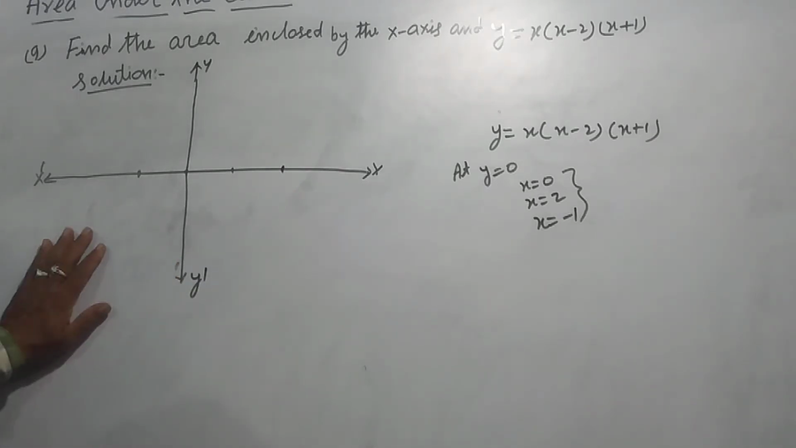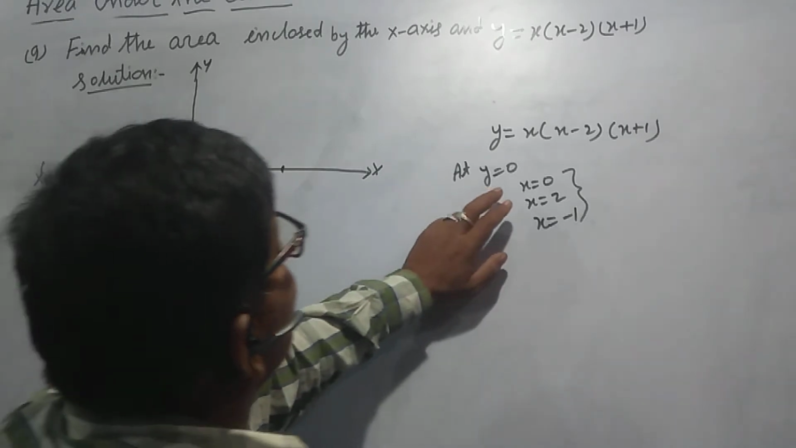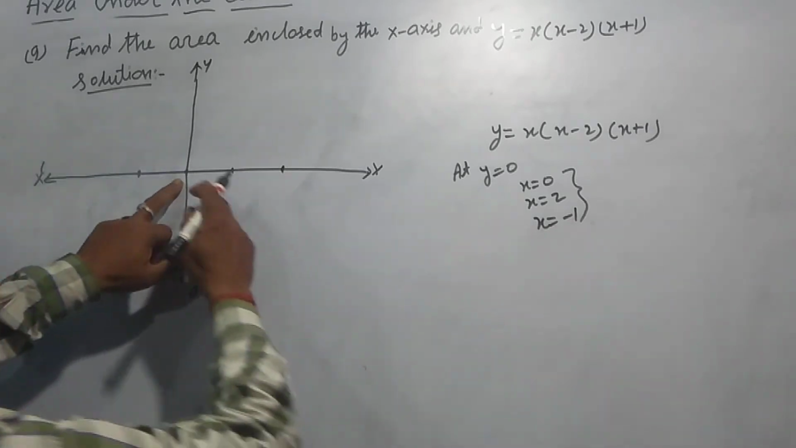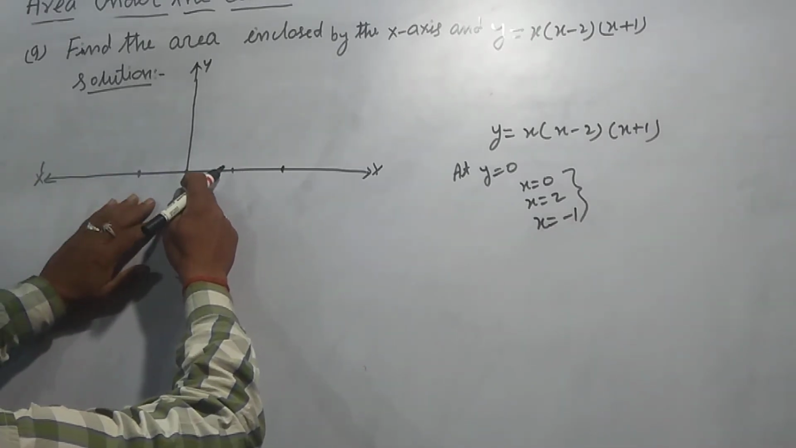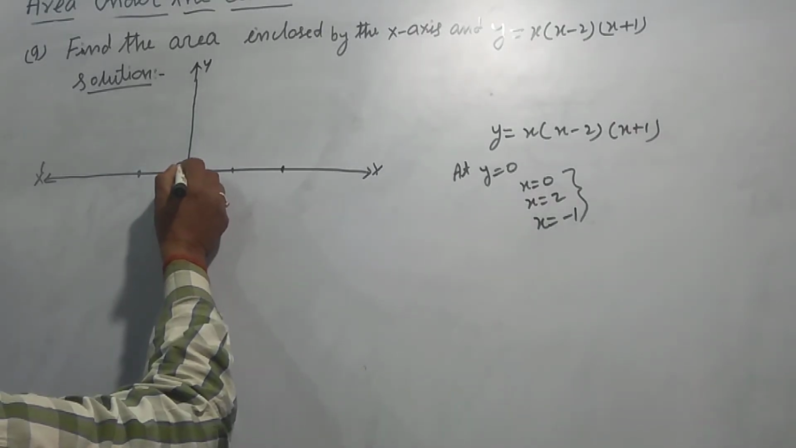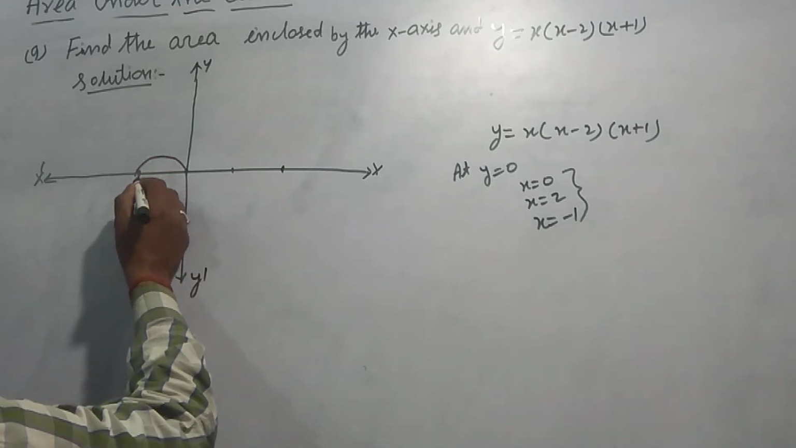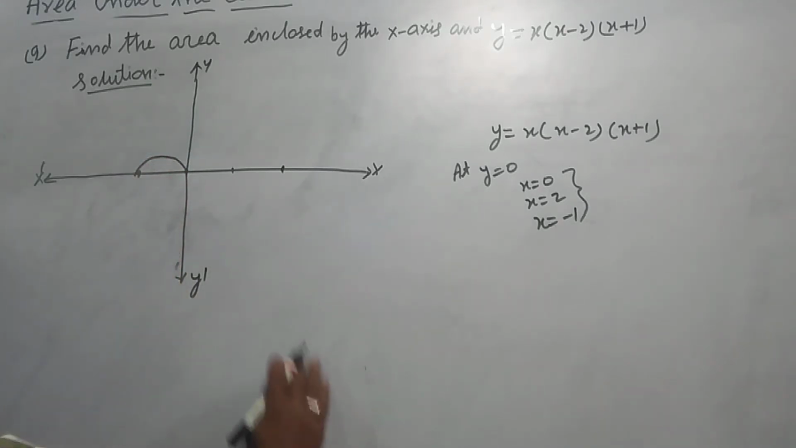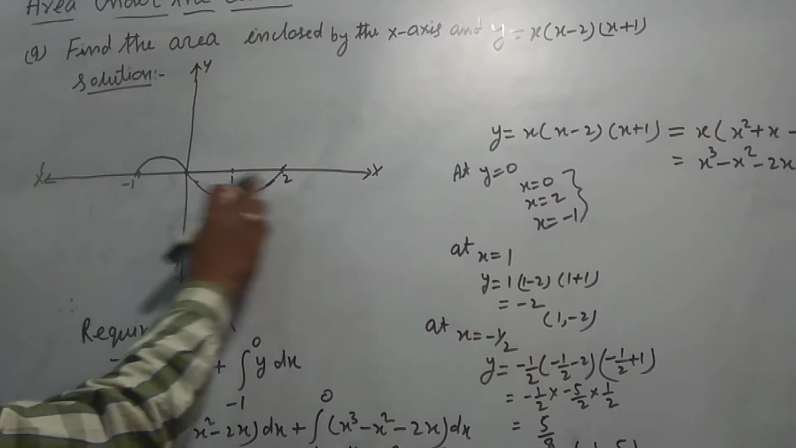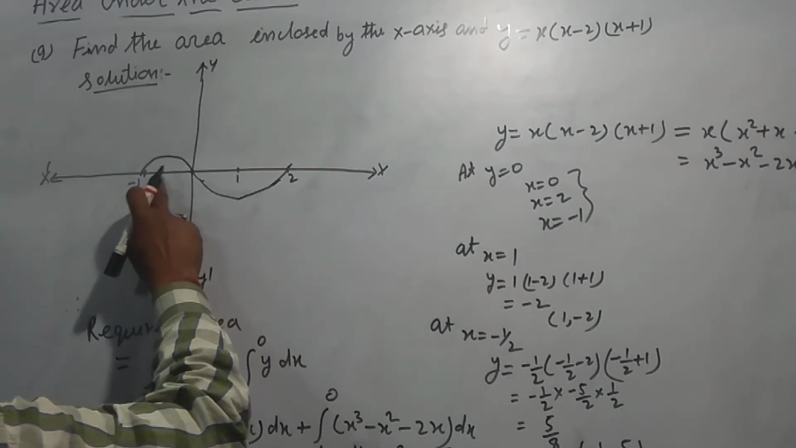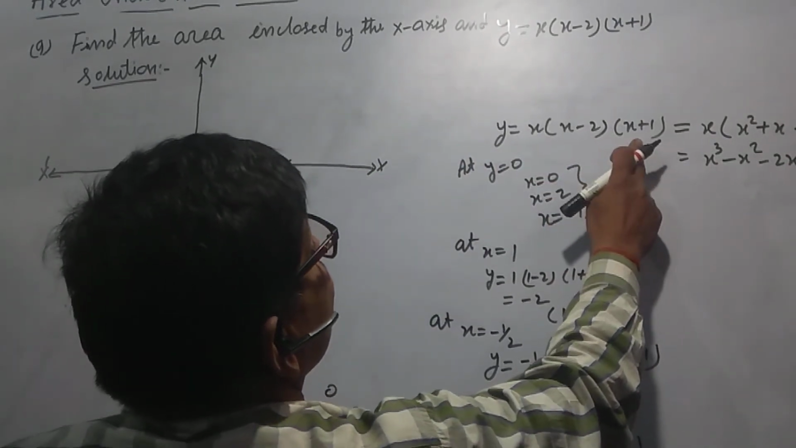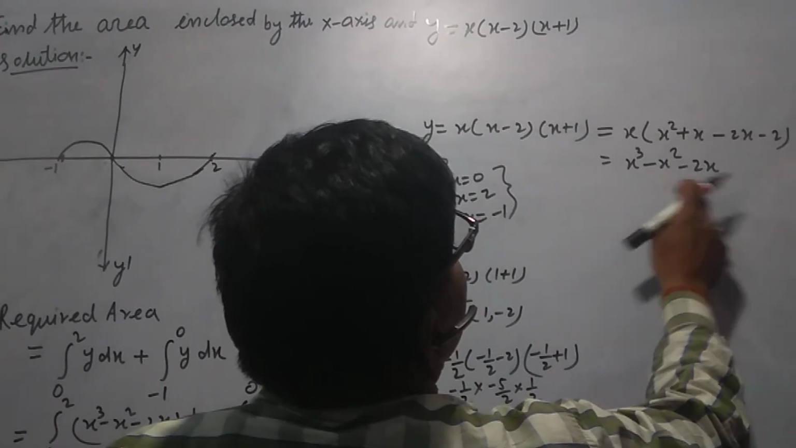Now the curve will be x is equal to 0, y is equal to 0 here, and x is equal to minus 1. The curve comes here, in this case minus 1. This is minus 1 and also comes here. This is the x-axis and this is our curve, so that y is equal to x minus 2 times x plus 1. Multiply this. This is our curve.